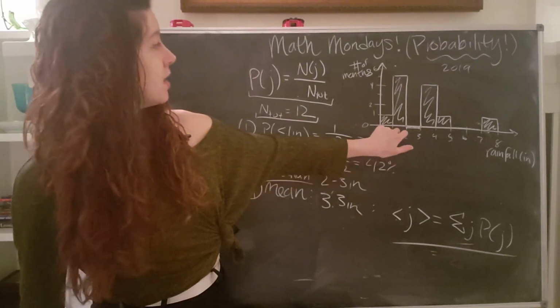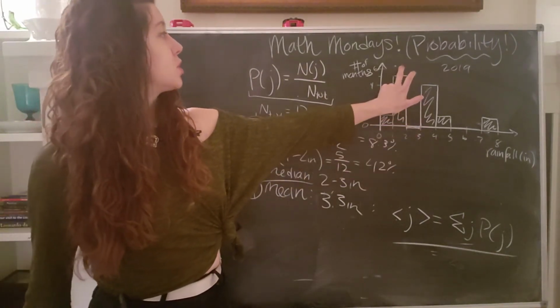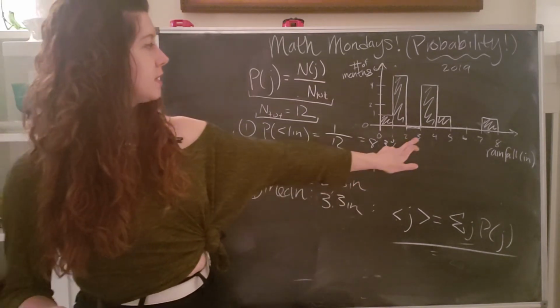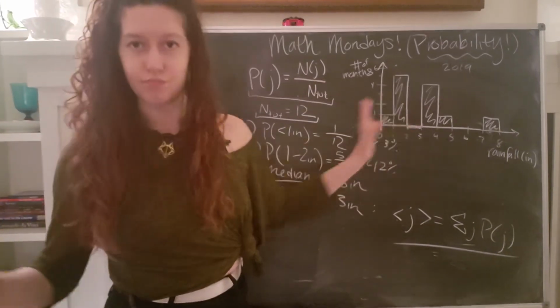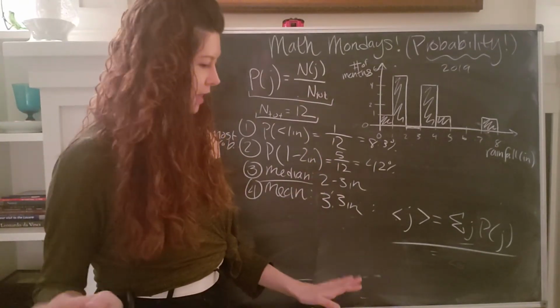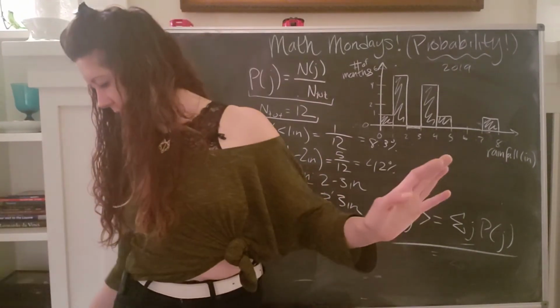In this case, in our data set, the most probable is between 1 and 2 inches, but our mean is going to be over here. And that's often how it goes. So hopefully that made sense. Let me know if you have any questions on that.